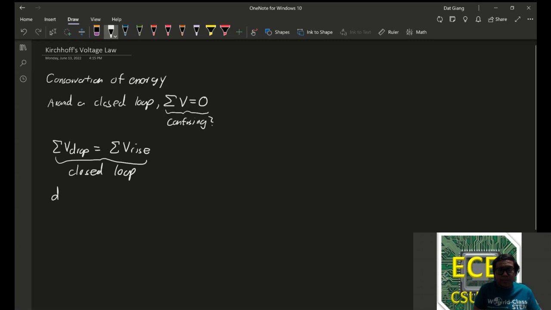Now, recall that a drop just means that for an element, the current sees positive first. Whereas for a rise, the current will see a negative first.